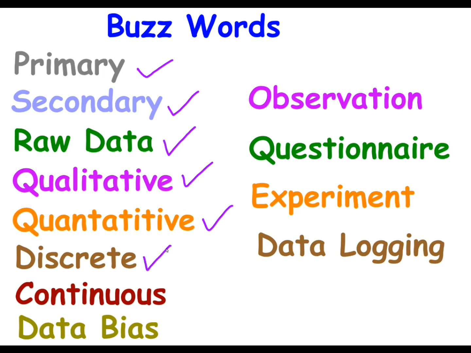Discrete data are set values, the number of students in a classroom, the number of sheep in a field, and continuous data is data that goes on forever, but we chop it off depending on what we're measuring it with. That's time, temperature, length, and weight. Data bias means we can influence the outcome of our results depending on where we collect the data or the way in which we ask the question. And there are 4 ways to collect the data: observation, questionnaire, an experiment, and data logging. They're all buzzwords we came across in the data cycle.